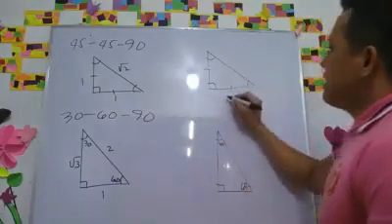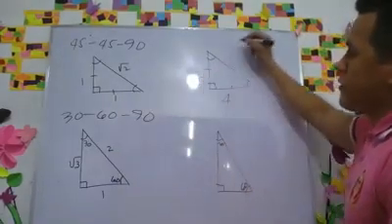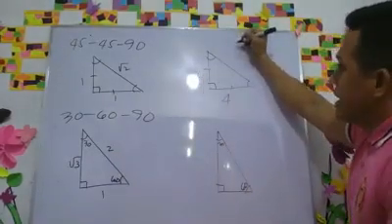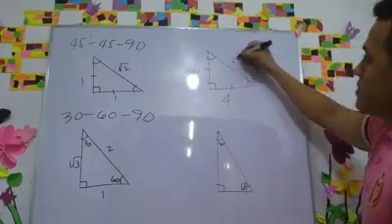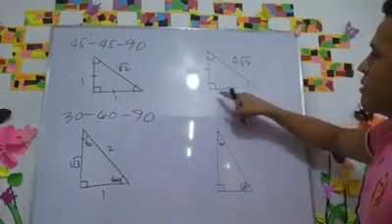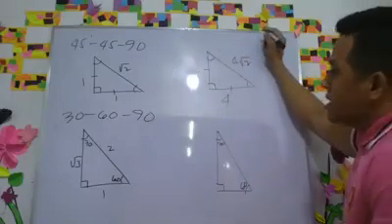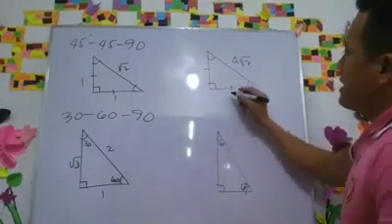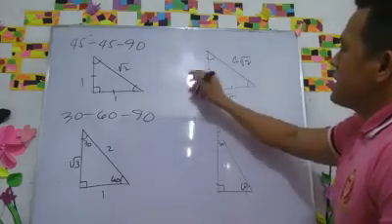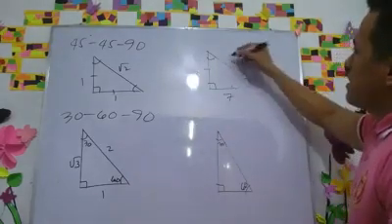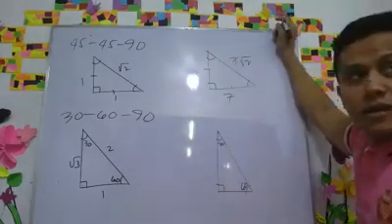Now, say we have 4, and this other leg is also 4, because they're always the same. Then the longest side must be 4 square root of 2. Just multiply one leg by square root of 2, and that's the hypotenuse. If this is 7 and this is 7, then the hypotenuse is 7 square root of 2.